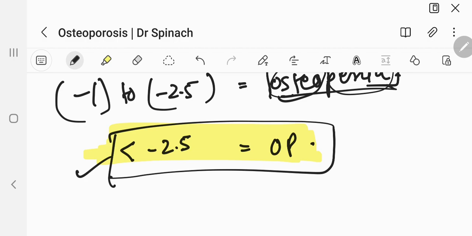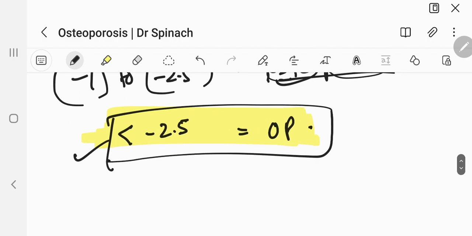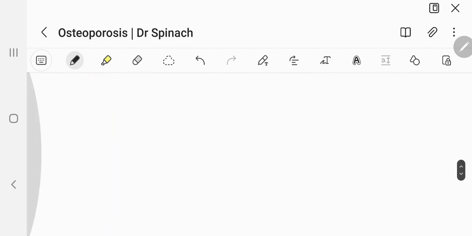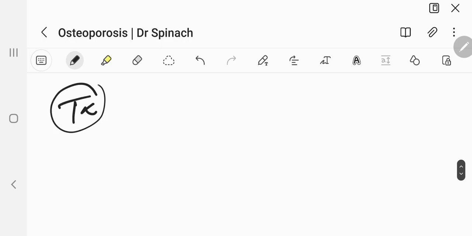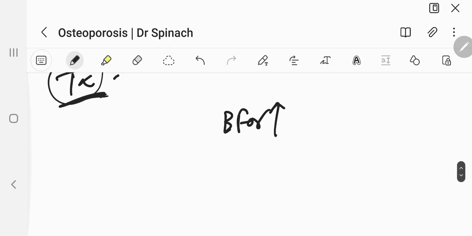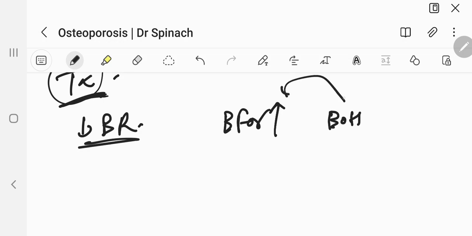So this is something that helps you confirm the diagnosis of osteoporosis. Okay, now after this, what is another thing that's more important is the treatment. The treatment is very important in this case. So what we can do in osteoporosis is help the bone formation. We can increase the bone formation, or we can decrease the bone resorption, or we can give a drug which can do both, that is increase bone formation and decrease the bone resorption.